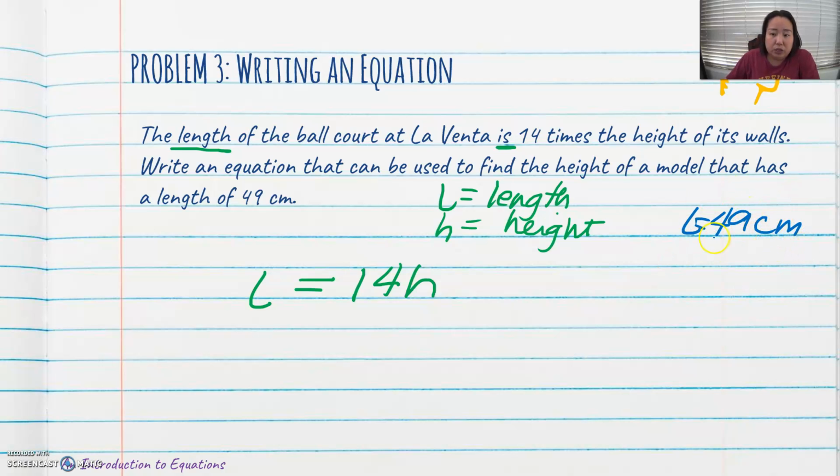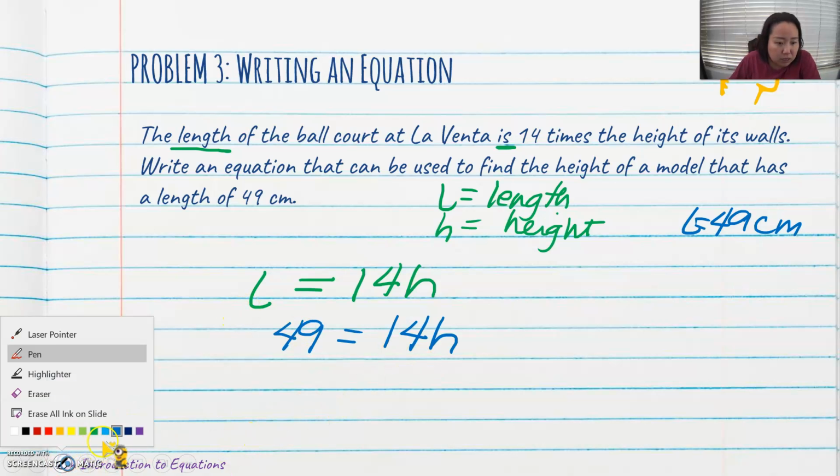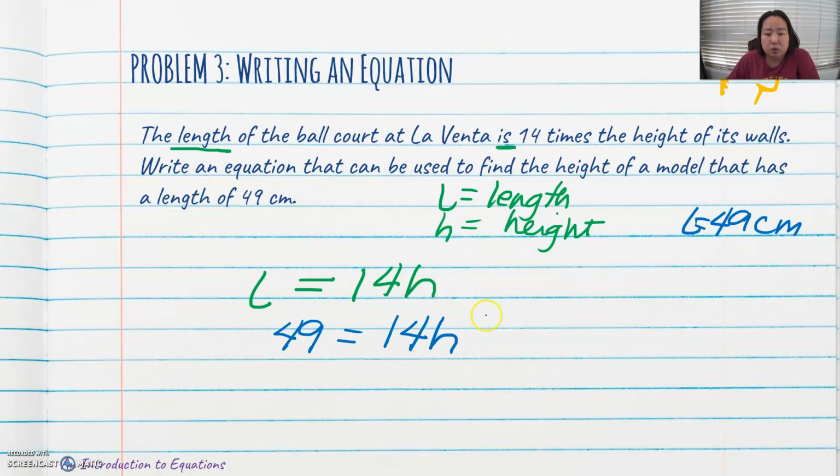What we can do is replace L with 49, so this will now be 49 is equal to 14h. That will be an equation that we can use. Now, since we want h to be alone, we can use the multiplicative inverse of 14. So we can multiply this by 1 over 14, and multiply this also by 1 over 14.